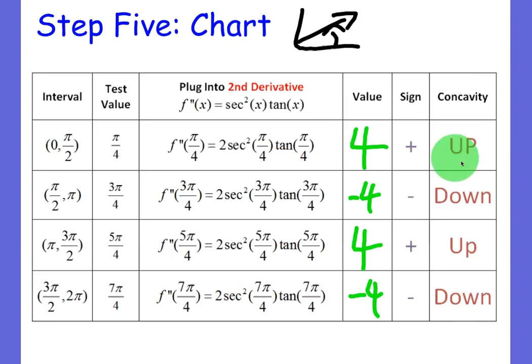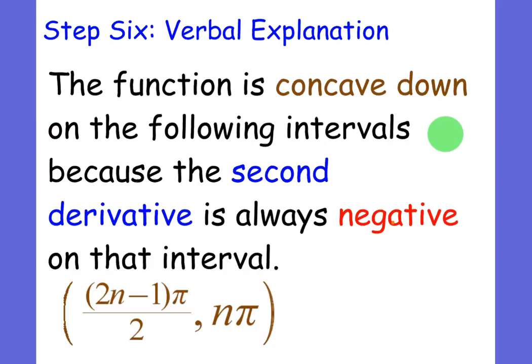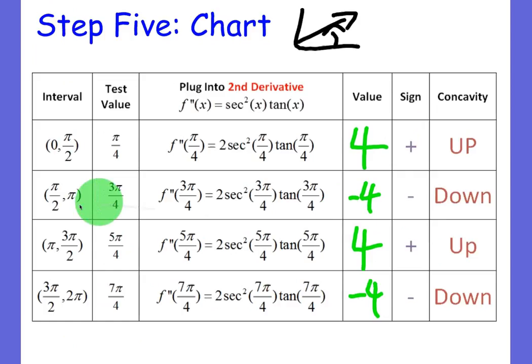So what does this mean in terms of intervals and in terms of infinity? Now what we need to do is come up with a general formula for when this function is concave down. Well, let's look at these two intervals right here. We have pi over 2 to pi and 3 pi over 2 to 2 pi. Both of these are going to be concave down.